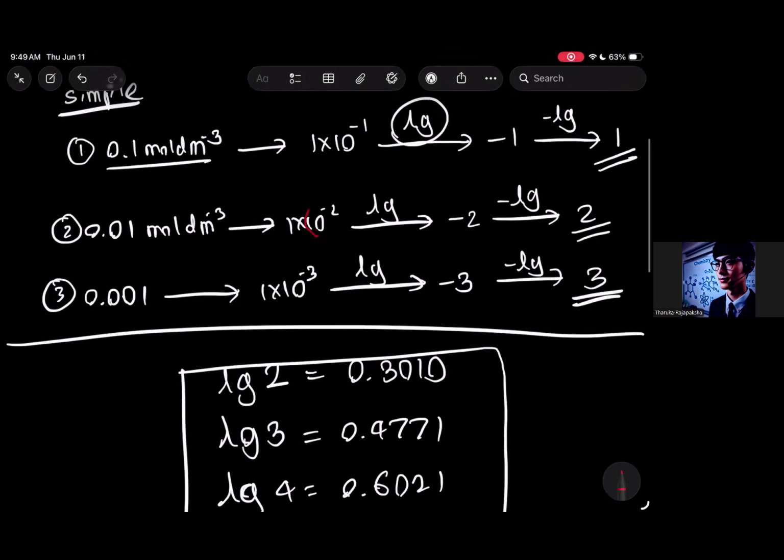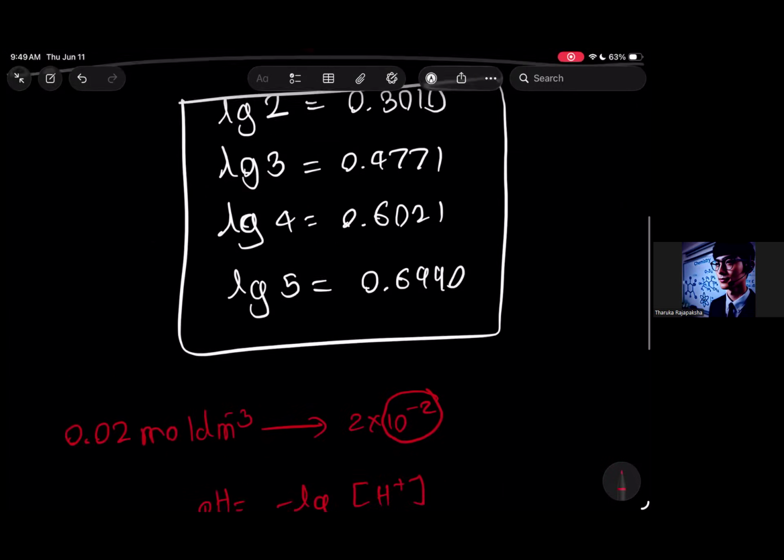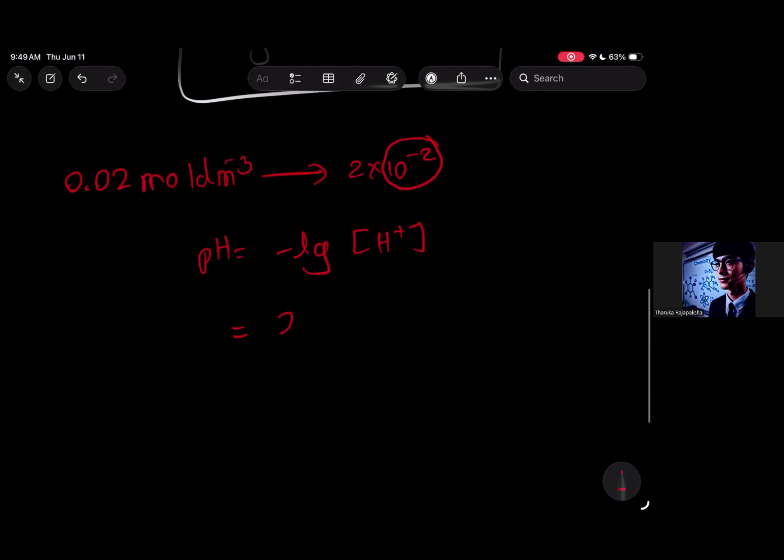So we had 10 to the power minus 2, it became 2, right? So here also it becomes like that. It will become 2 here. And there's an extra term here too, the extra term 2 here. For that, what we are going to do is apply minus log to it. So actually pH is equal to minus log of the concentration of H plus, right? So we apply minus log. So we have minus log 2.